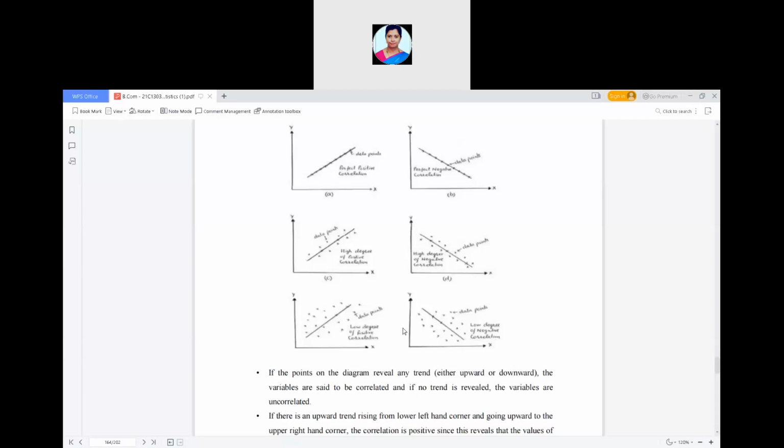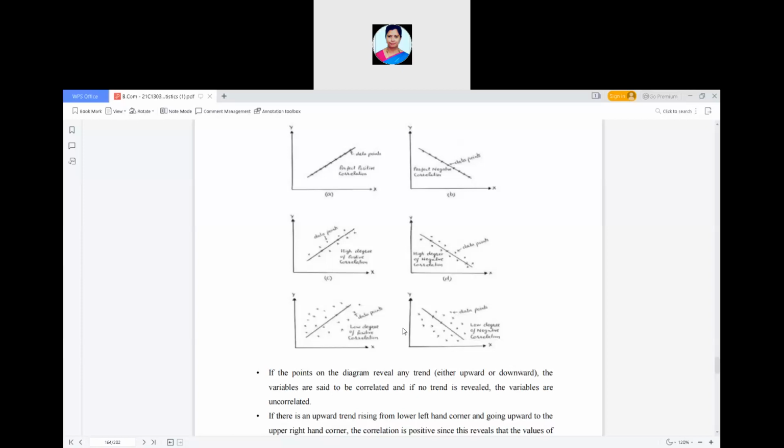So the next one is the next diagram, where we can see a low degree of positive correlation. In this one, we can see the points are widely scattered, and the points show a tendency from the lower left hand corner to the upper right hand corner. So there will be a low degree of positive correlation.